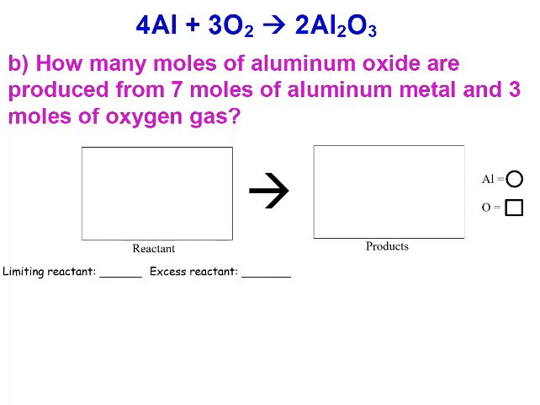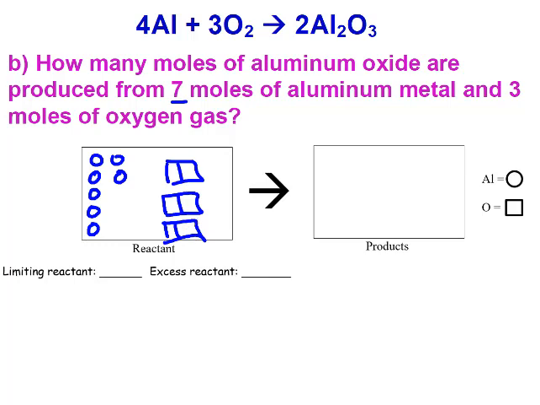Okay, this one, go ahead and figure out your reactants. Restart when you have your reactants box done. So you should have 7 aluminum. So 1, 2, 3, 4, 5, 6, 7. And then you should have 3 oxygens. So 1, 2, 3.